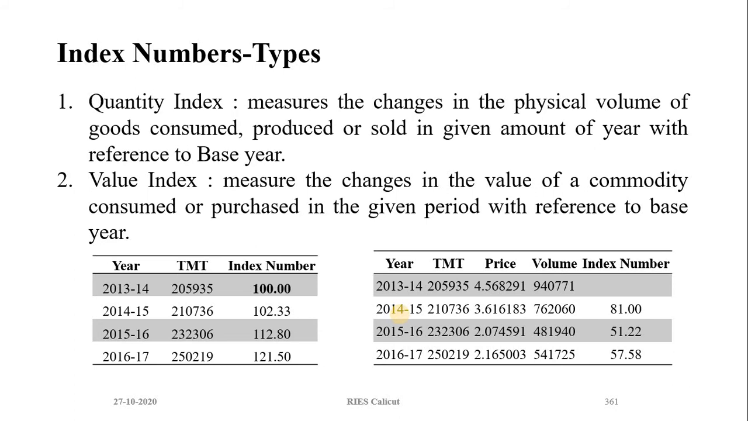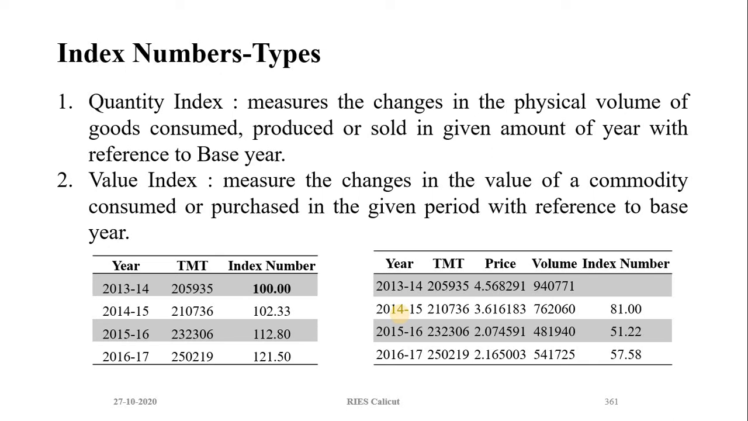Then the second category is known as quantity index number. In the first case, we compared the prices. Here, what we are doing is measuring the average change in the physical volume of goods consumed, produced, or sold in a given year with reference to a base year.